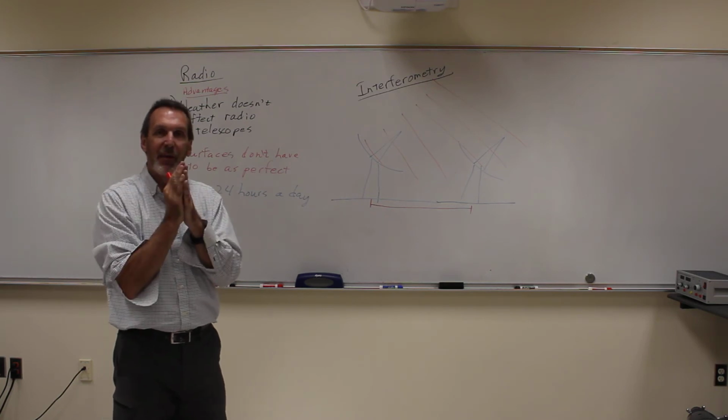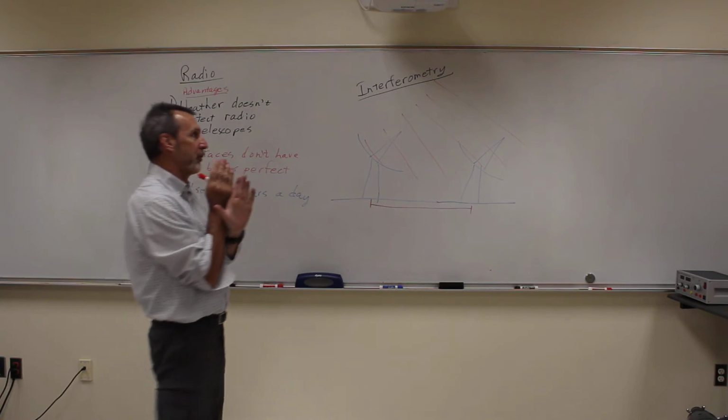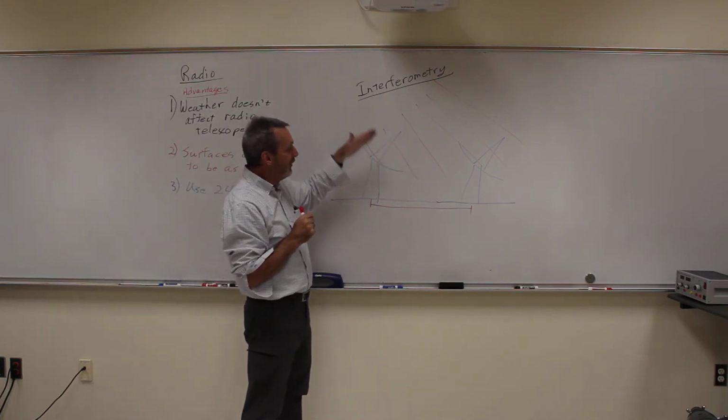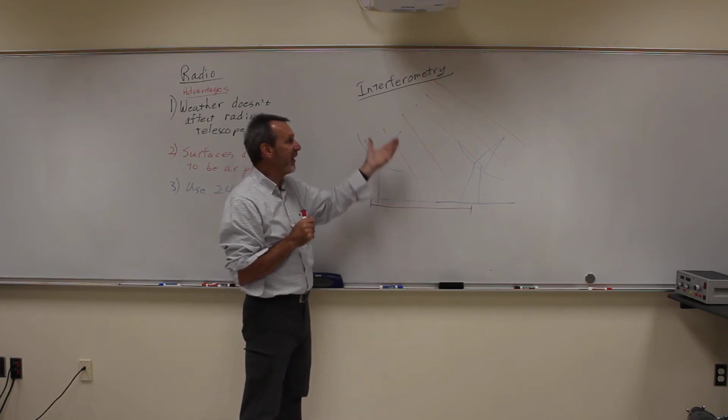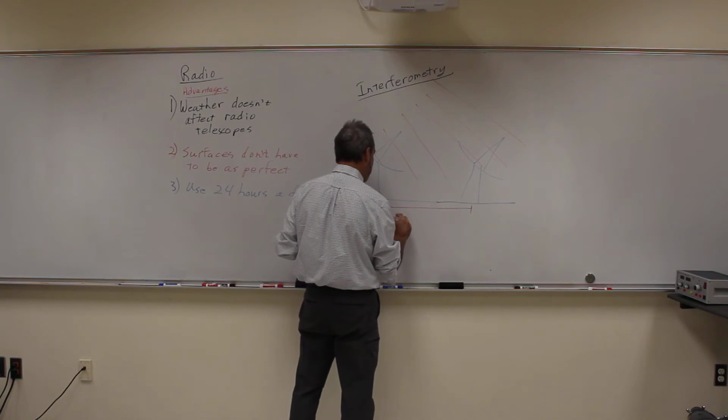And so if you combine them, if the waves are out of phase, they interfere with each other, which is where the word comes from. Because that interference pattern can be used to determine what you're looking at. And that's why they call it interferometry. The distance between the telescopes they call the baseline.